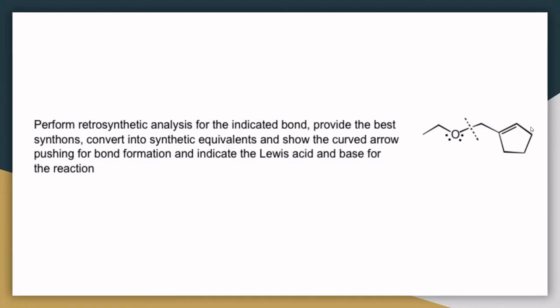For our first problem, we have a retrosynthetic analysis on a carbon-oxygen bond. When we're dealing with retrosynthesis, we are breaking a bond in order to make what's called a synthon. In this case, we are breaking this bond specifically. So our first decision must be where exactly do we put the electrons that come from that broken bond?